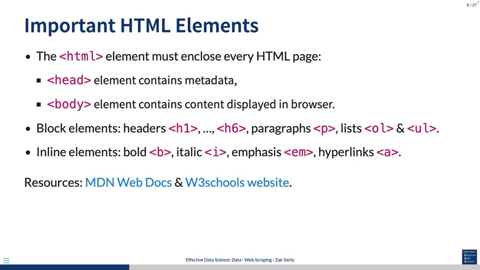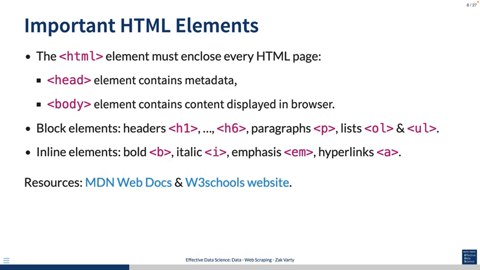The next type of element are block elements, and these are used to give structure to the page. These elements are things like headings, subheadings, and so on, going from H1 headers all the way down to H6 headers. This category of block elements also contains things like paragraphs, ordered lists, and unordered lists. Finally, inline tags are used for things like making text bold, italic, or adding hyperlinks when formatting text inside some sort of block element.